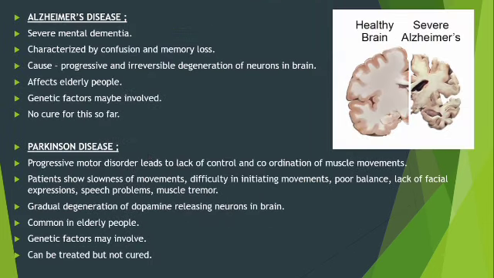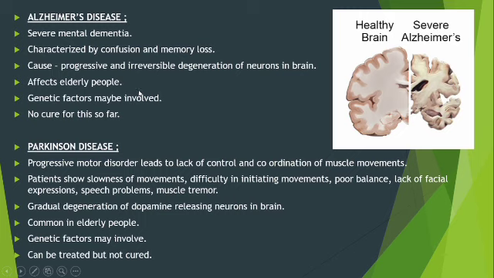The next one is Alzheimer's disease. It is a severe mental deterioration which is called dementia, characterized by confusion and memory loss. Here the patients gradually become less able to dress, bathe and feed themselves. They lose their ability to recognize people, including their immediate family members.